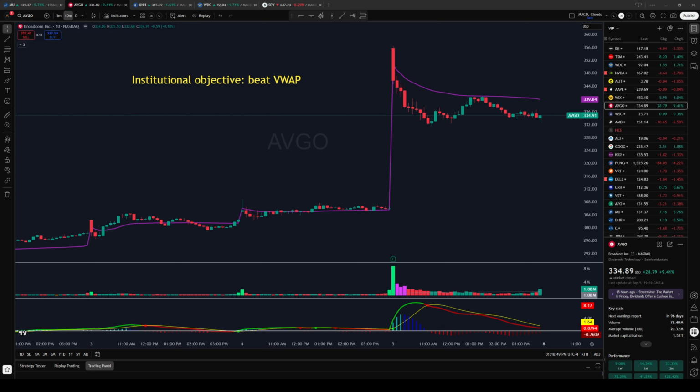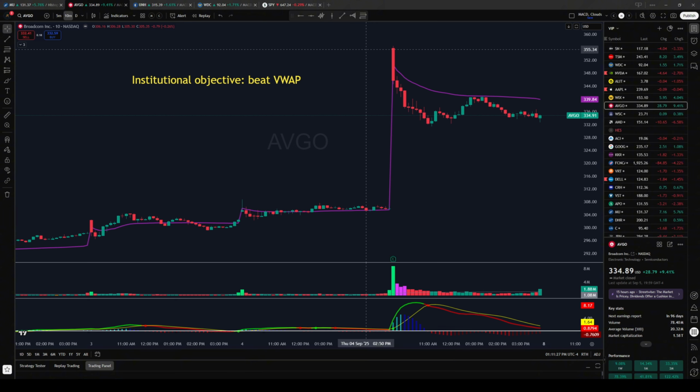VWAP is not just a retail toy. It's a benchmark for professional execution. Large funds measure their trading desks against it. If a desk is buying, they want fills below the VWAP. If selling, they want fills above VWAP. Because any client can call a broker and say, give me the day's VWAP. That sets the bar. The desk's job is to do better than that. Now, why does this matter for us? VWAP attracts behavior. When price spikes far above it, such as up here, desks that still need fills are nervous.